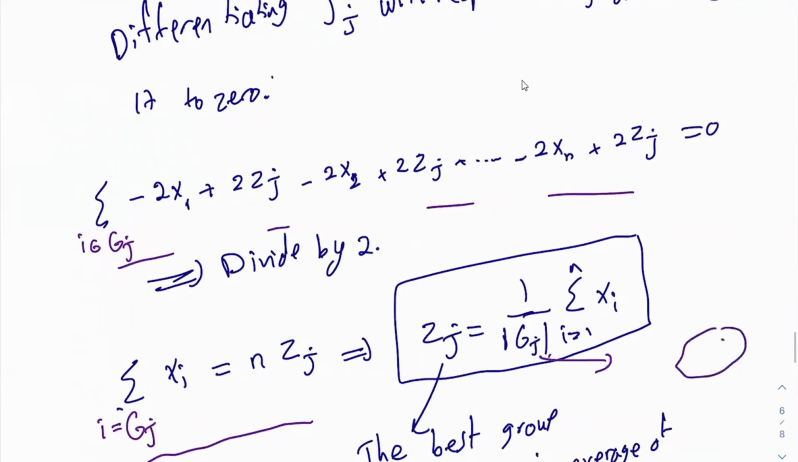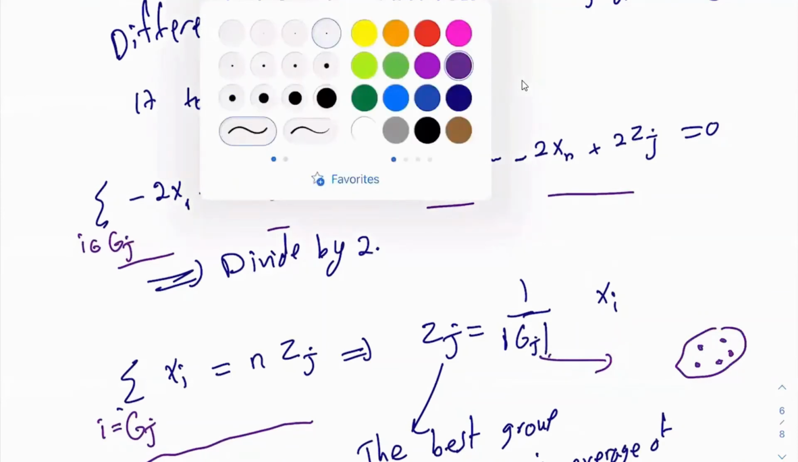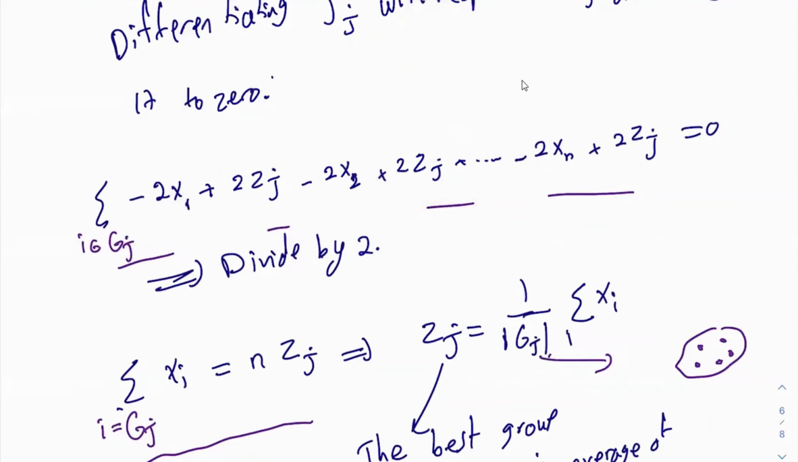Let's say, for example, cluster J is this. The cardinality is 5. There are 5 data points. So it's the same as the average you get. Instead of dividing by the total number of points, you divide by the number of points in each cluster. It shouldn't be n. This should be i in G_j. Great. So the best group representative is going to be the average of points per cluster. That's all you need to know.